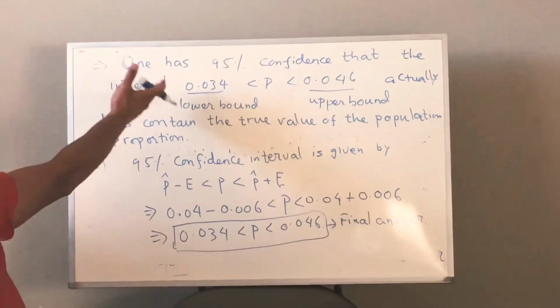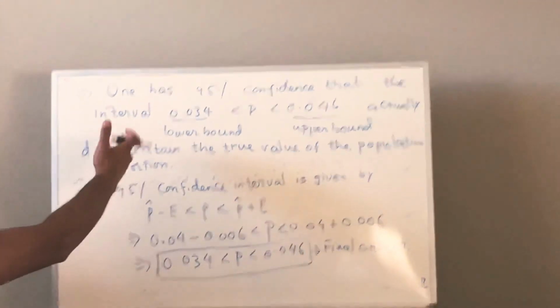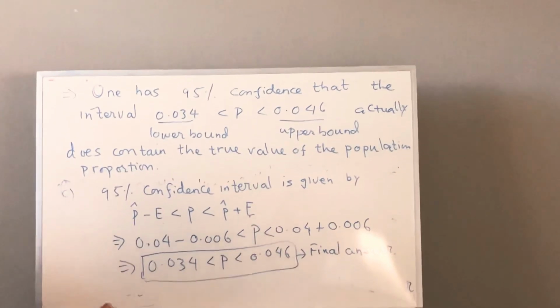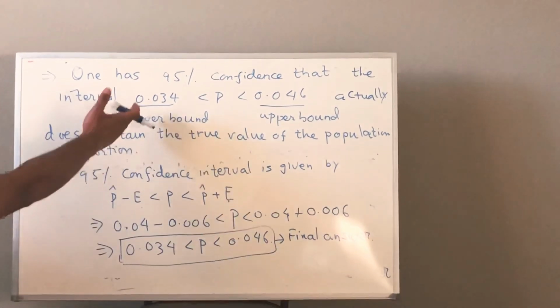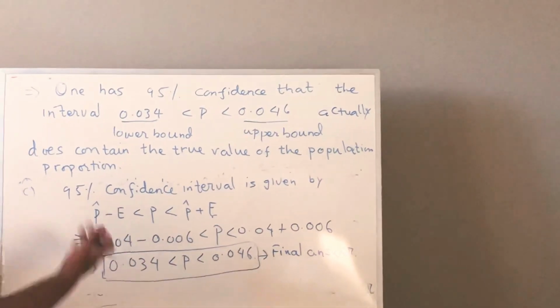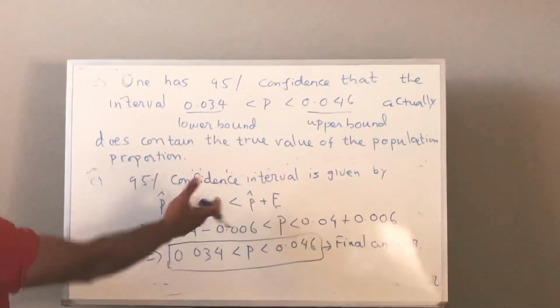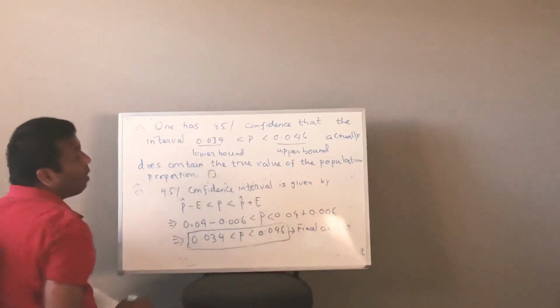Okay? So let me read that conclusion again. What does that mean? This means one has a 95% confidence that the interval, this is the lower bound of the interval and this is the upper bound of the interval, actually contains the true value of the population proportion. Okay, so that's all for today.